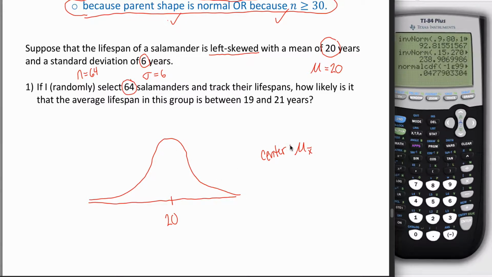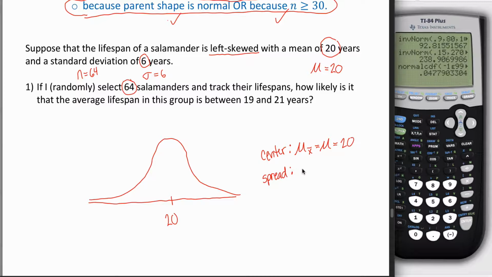And the nice thing about mu sub x bar is it's the exact same as mu. And mu is always given to you in the problem. Mu is 20. And you're like, that's dumb. Why'd you write all that? I'm just trying to make the point that it has a new symbol. There's a new symbol for center. It's not mu anymore. It's mu sub x bar. And yes, those are the same number, but they're different concepts. Maybe it'll make more sense when I talk about the spread.